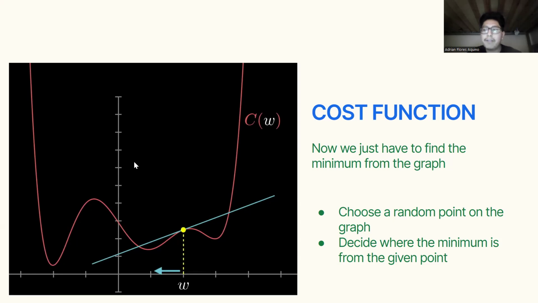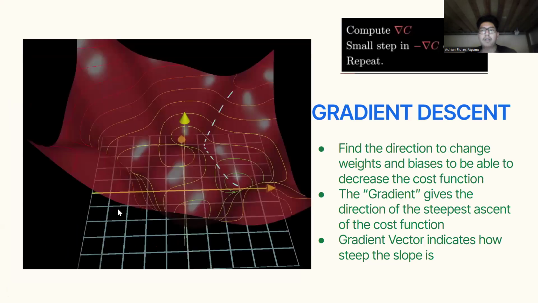So you could think of it as a ball rolling down the graph and determining where it would land. In this example, it would be over here. This is when gradient descent comes into play, which is this picture on the left. This is very important because it's able to find the direction to change weights and biases in order to decrease the cost function.